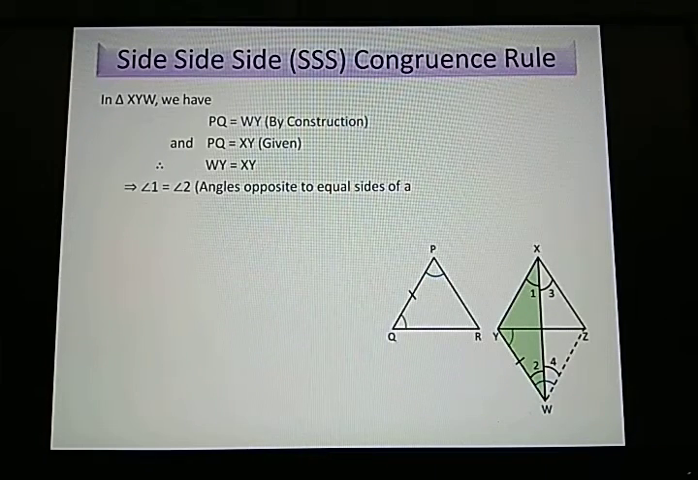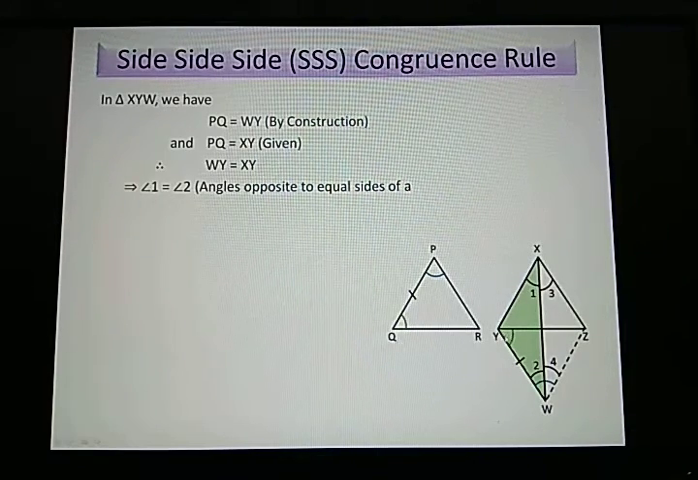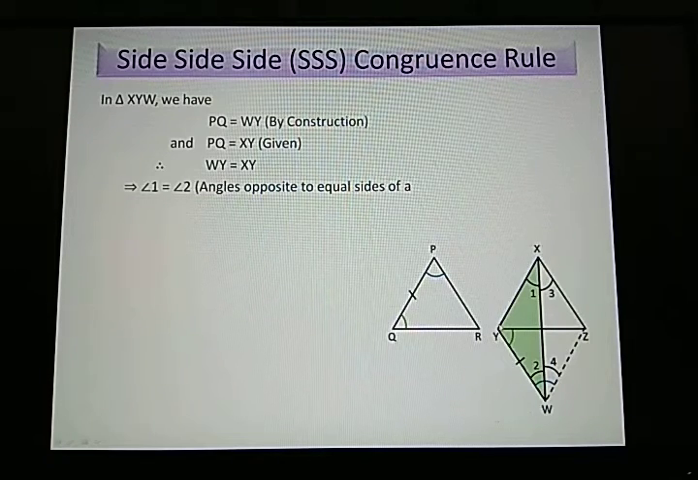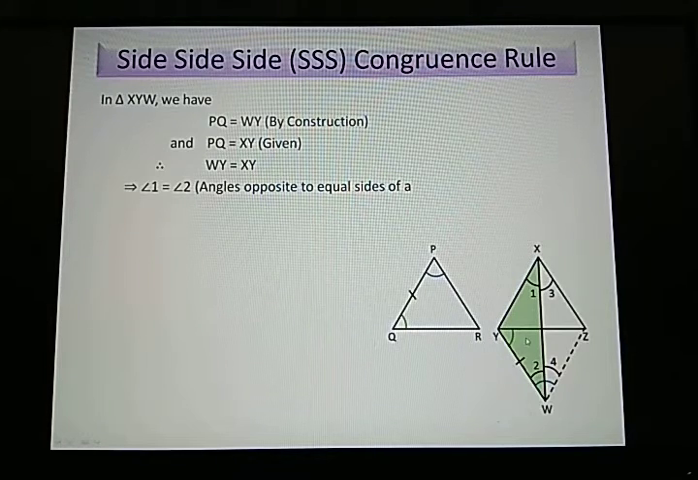Now next, WY equals XY. Where is WY? If you see carefully, this is WY, and this is XY. Now if you consider X, Y, W as one triangle, then corresponding to this side, this is the opposite angle, angle 1, and corresponding to this side, this is the opposite angle, angle 2. Now we know a theorem that if the sides are equal, then the angles opposite to the equal sides are also equal.